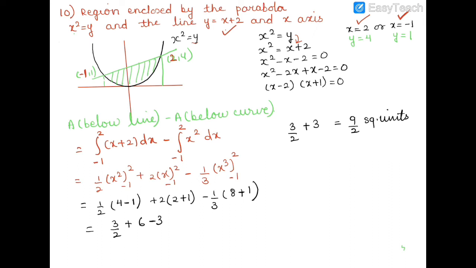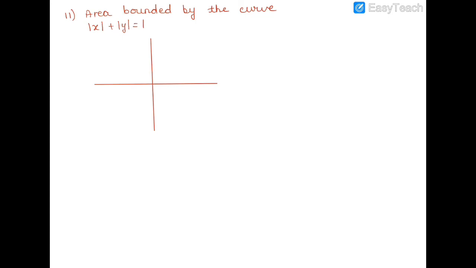The next one, which is the 11th one, is a very simple one. You are given the area bounded by the curve. The mod function will open up both times as positive, that's x plus y equal to 1. If I have to plot the coordinates, it's very easy: when I put x as 0, I get y as 1. When I put y as 0, I get x as 1. Similarly, the mod function may open like this, both as negative.